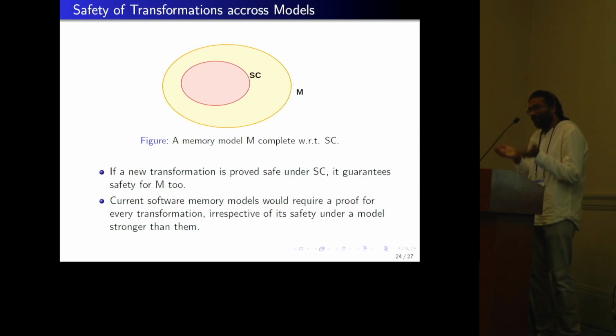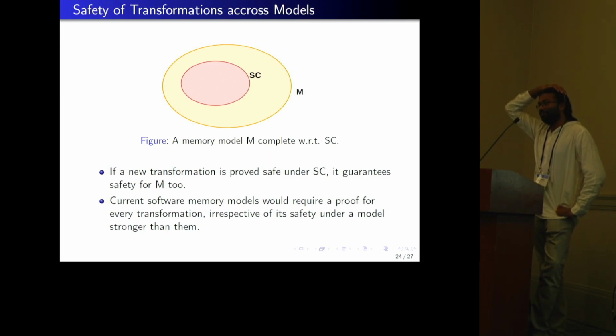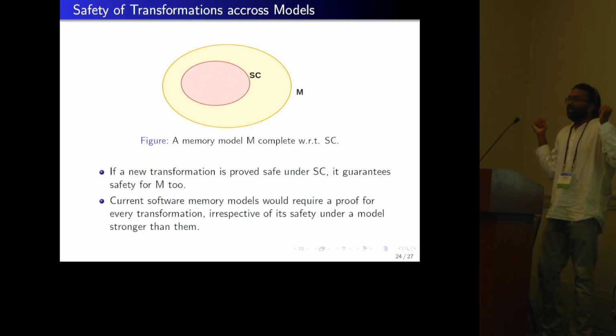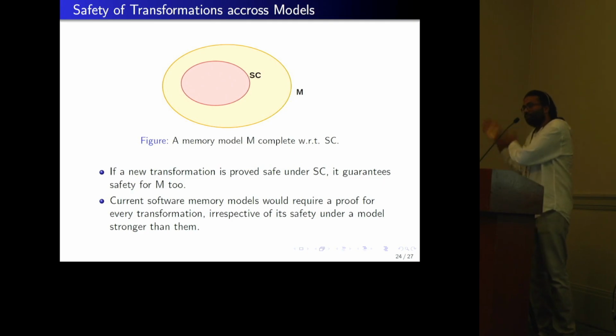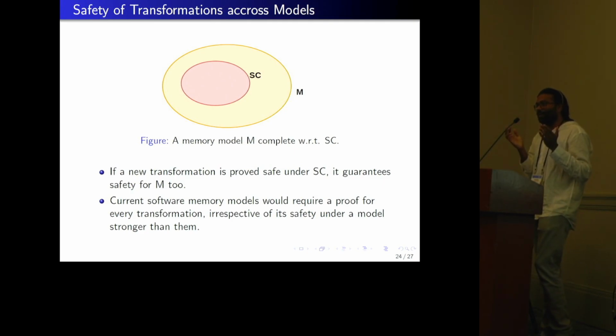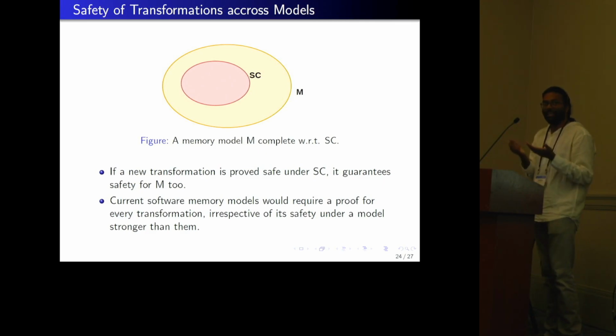And what's the point of all this? It was first a theoretical question. Now we ask, what is the point? Well, if I have SC, and I have some programming language model M, and tomorrow I come up with a complicated optimization, and I can prove it sound for SC quite easily, I have to prove it separately for all the programming language models. Oh my God, this is going to take a long time. But if I have some information about completeness, it makes my life very easy.